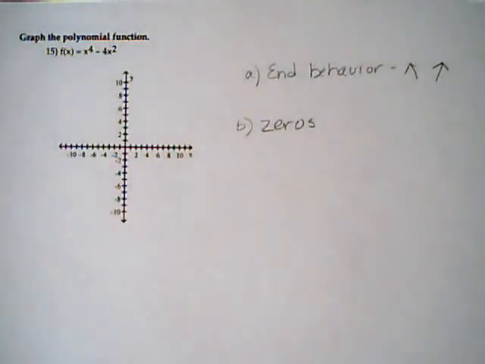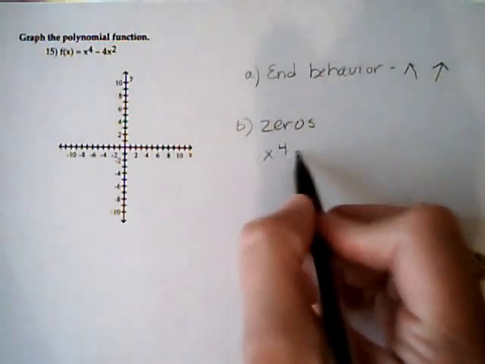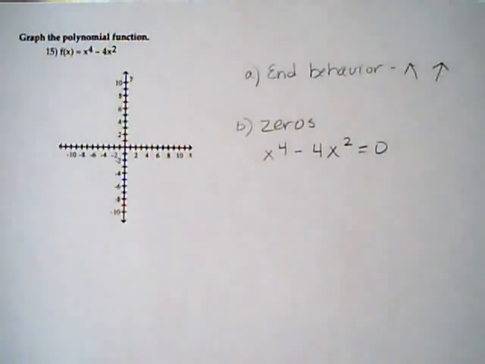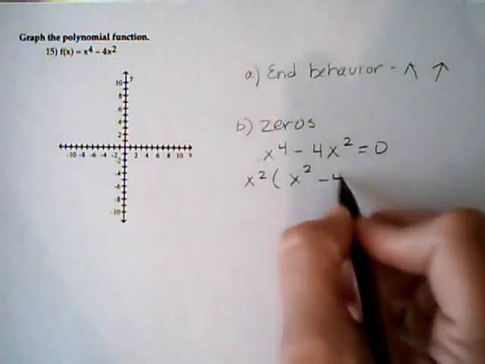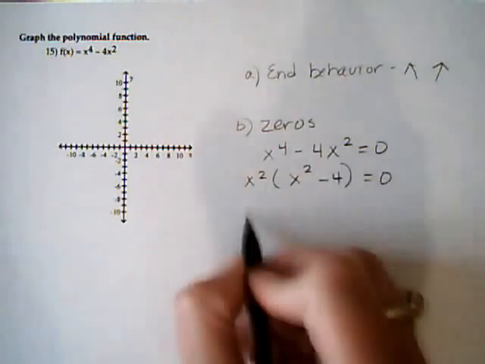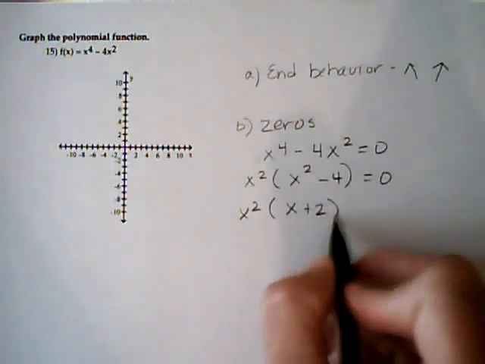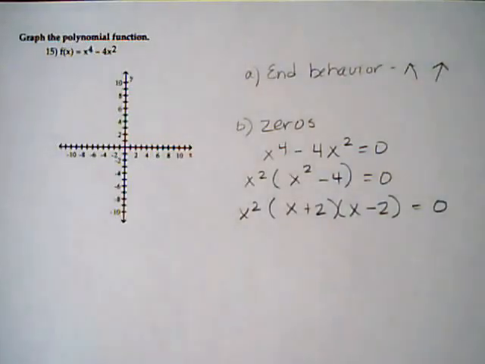which is also the x-intercepts. So that means I would want to set the equation equal to 0. Okay, so I can factor out x squared. That's going to leave me with x squared minus 4. Okay, and x squared minus 4 would factor into x plus 2 times x minus 2. So I set each factor equal to 0.